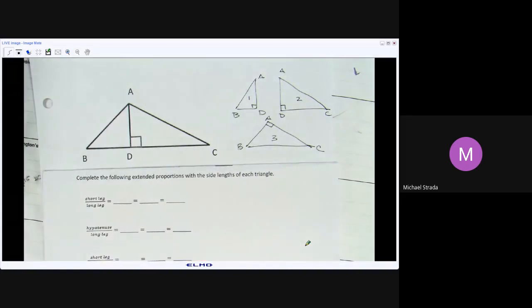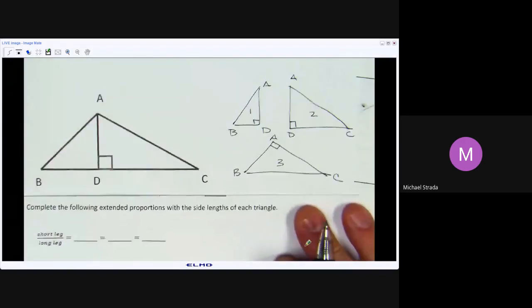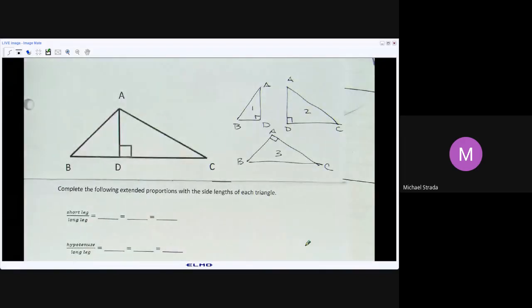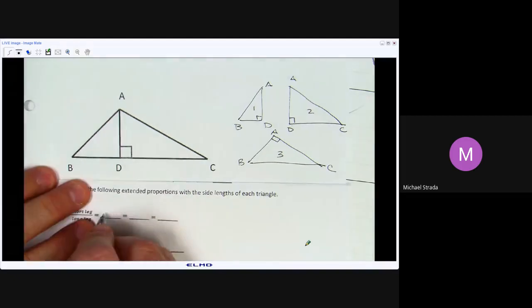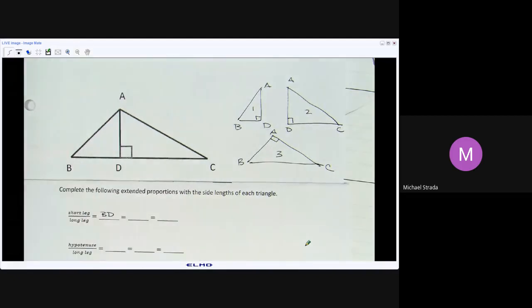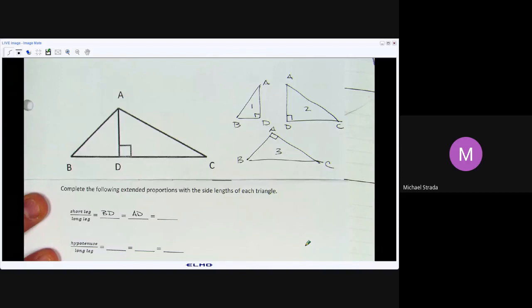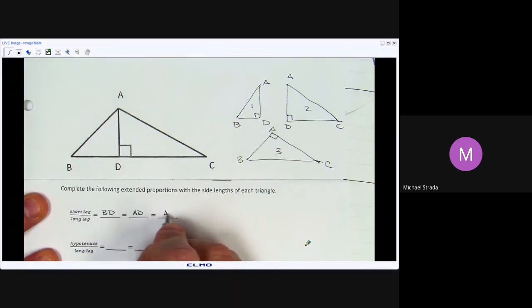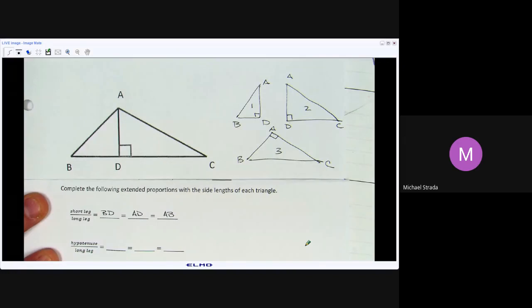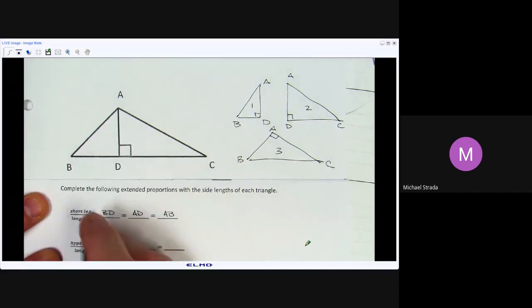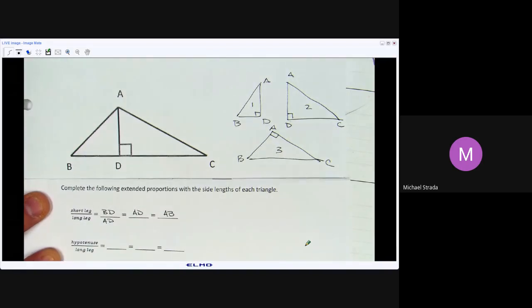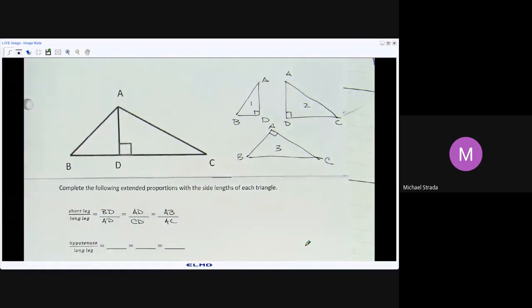All right, so if I look at triangle 1 and I redraw it, which is the short leg in triangle 1? BD, correct? If I look at triangle 2, which one's the short leg? AD. And if I look at triangle 3, which one's the short leg? AB. If I go back to triangle 1, the long leg would be DA or AD. If I look at triangle number 2, it would be CD or DC. And if I look at the entire triangle, the long leg would be AC. Okay?